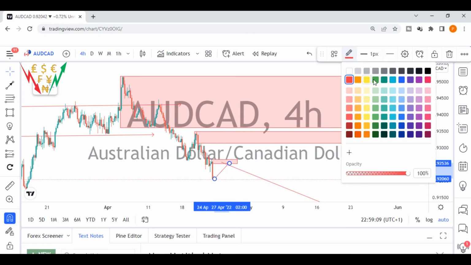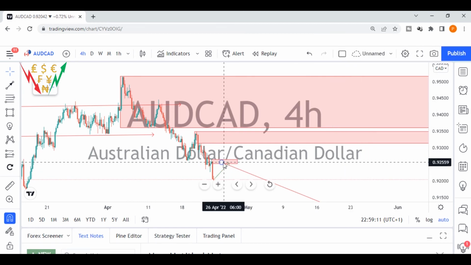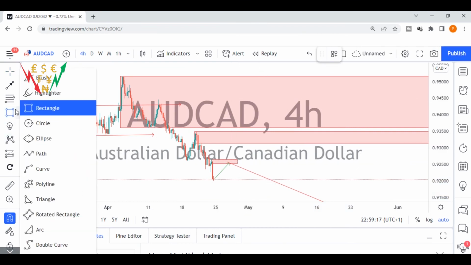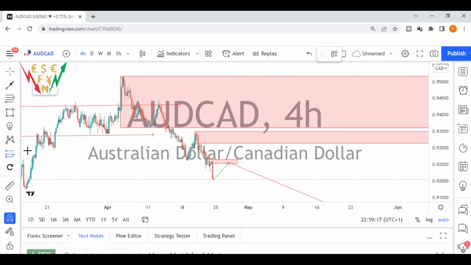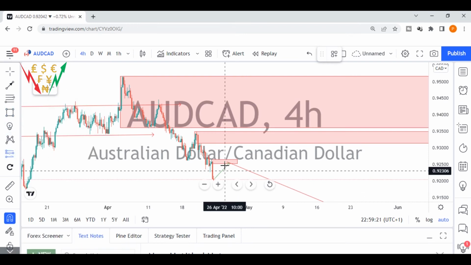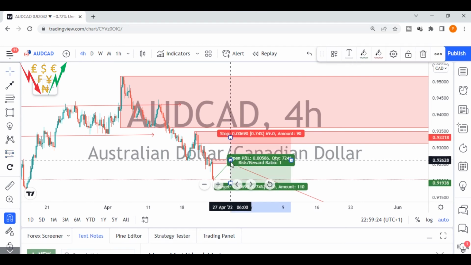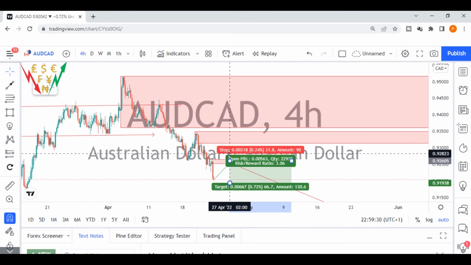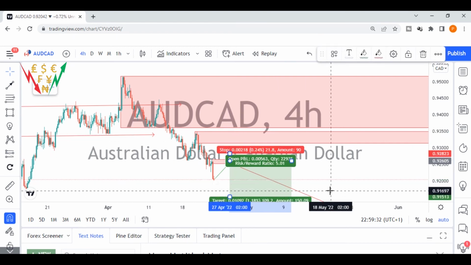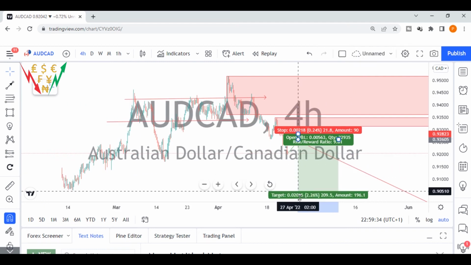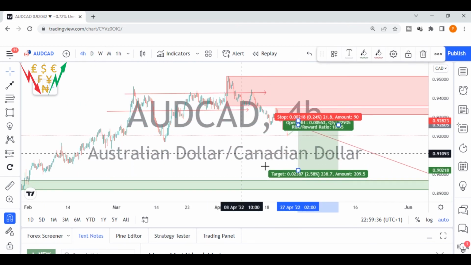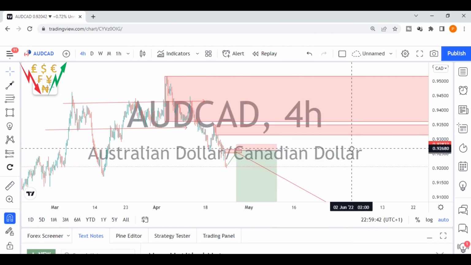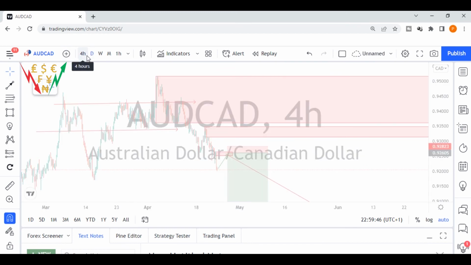Okay, let me make this green. So we have something like a possible entry. If price actually makes it around here, we could have a small stop loss around here, and we could have very massive pips like this.